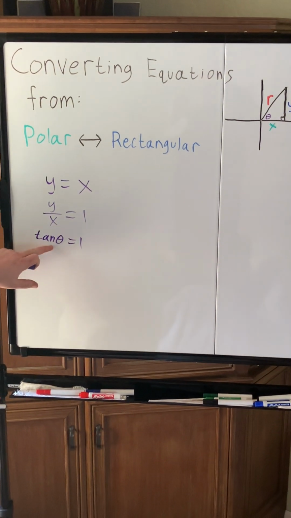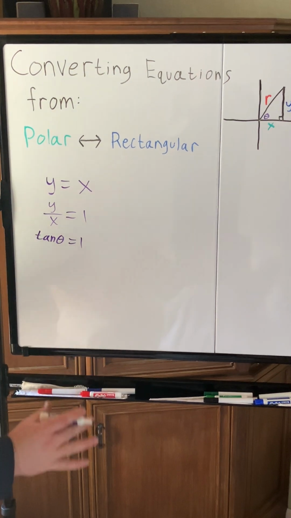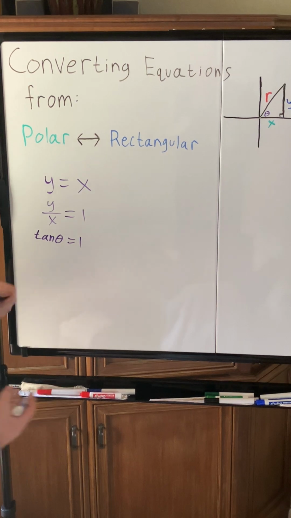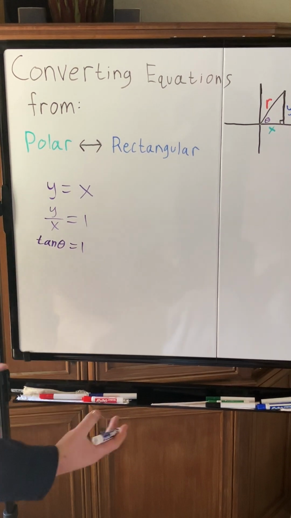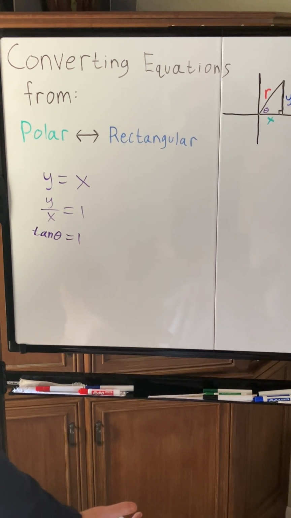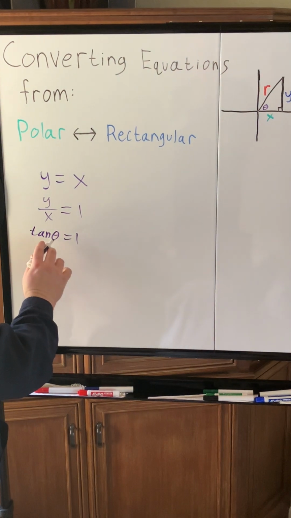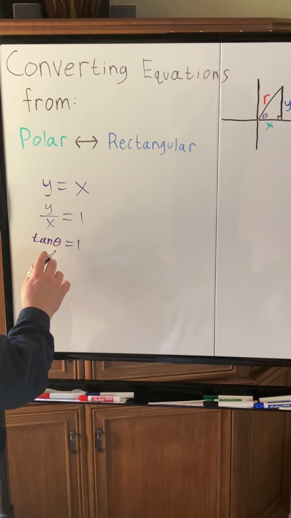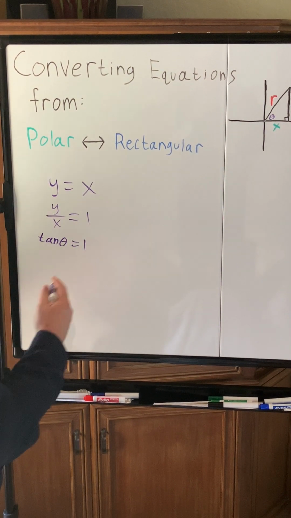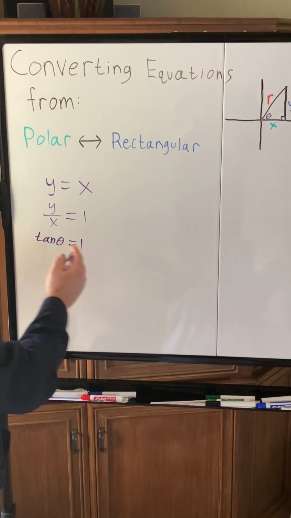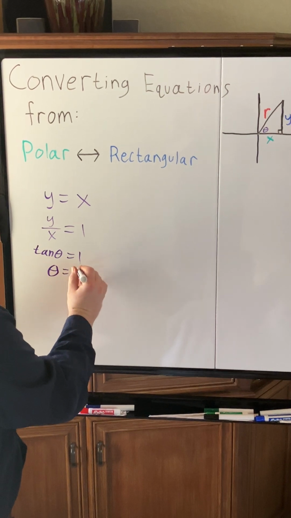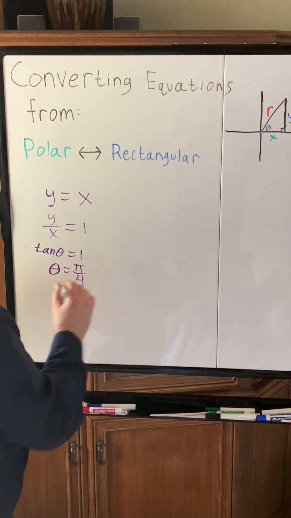Now, this is the case where you don't even have an r in your equation. So we typically are going to write this as theta equals. That's our one other variable in our polar equations. So in this particular case, we know that the tan inverse of 1 is pi over 4. Or you could just ask yourself, where is tan theta equal to 1? And that is at pi over 4.